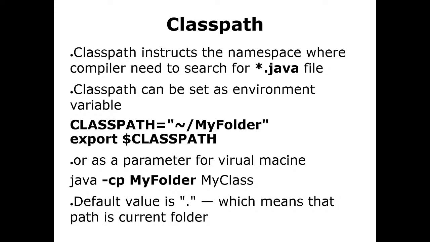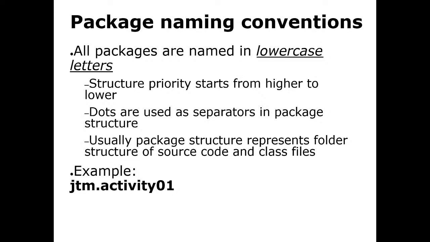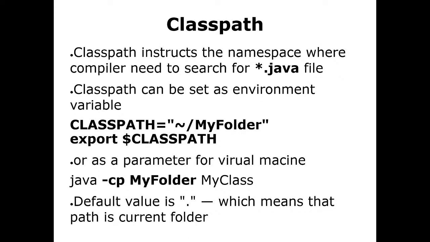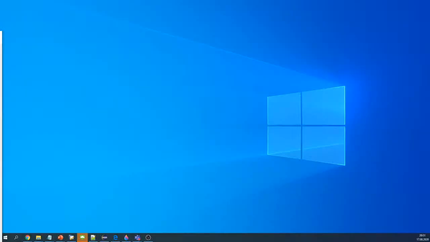The class path. So the class path is also one of the basic things of Java. It instructs the namespace where the compiler needs to search for Java files. It can be set as an environment variable in the system, in the operating system you're working in. I will show you an example of how the class path works.